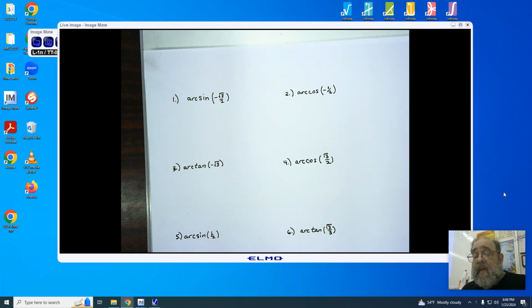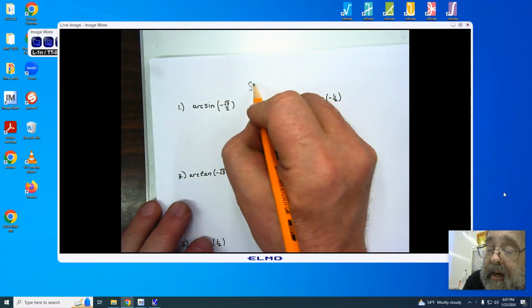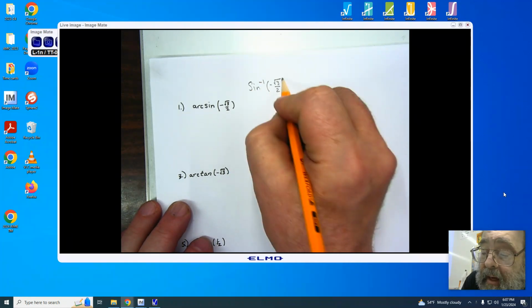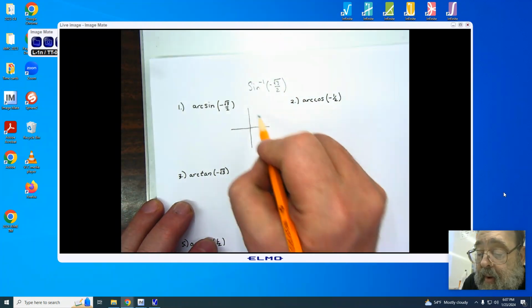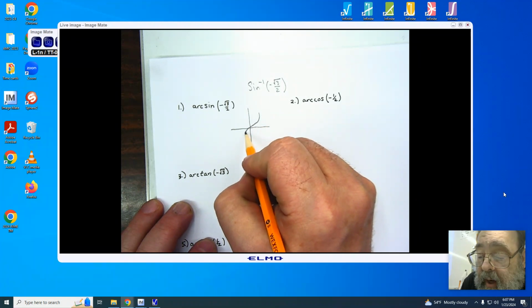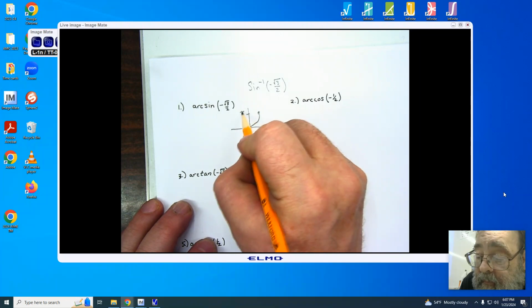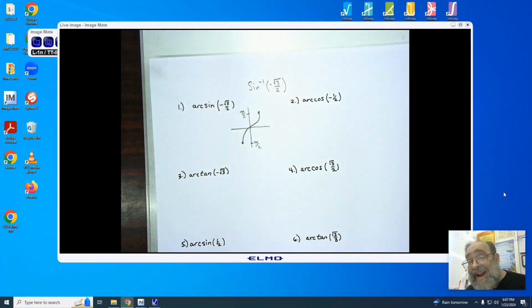But you'll notice that whenever I see the word arc, or if I ever see a -1 exponent, I have an implied domain. The sine is only going to give me the first and the negative first quadrant, and it goes all the way to pi over 2 and negative pi over 2. So I cannot get an answer in the second quadrant, the third quadrant, or the fourth quadrant in the unit circle.